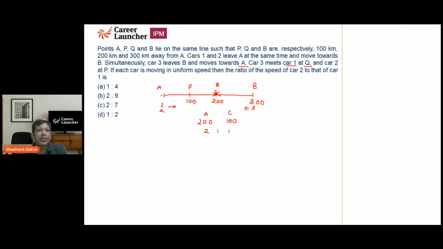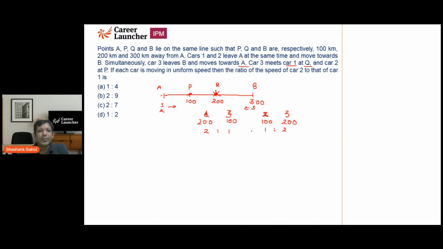Now what does it say? It meets car 2 at P. So basically, car 2 is going to cover a distance of 100. So basically, it is 1 to 3. Why am I writing 1 to 3? That is car 1 to car 3. Okay. Now car 2 is traveling how many kilometers? 100 kilometers. In the same time, how much is car 3 traveling? That is 200 kilometers, because they are meeting at P. So car 2 is covering 100 kilometers, car 3 is covering 200 kilometers. So the ratio of speed of 2 to 3 is going to be 1 to 2.